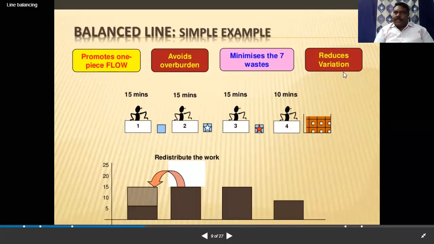So reduce here, reducing variation here. So redistribution of work we can do. Here it is idle, so we can distribute this work over here. So this is a balanced way, you can take the screenshot of how the balance will be there.